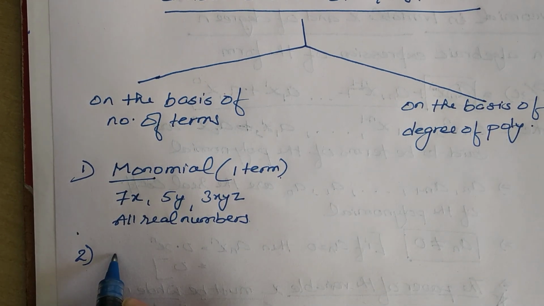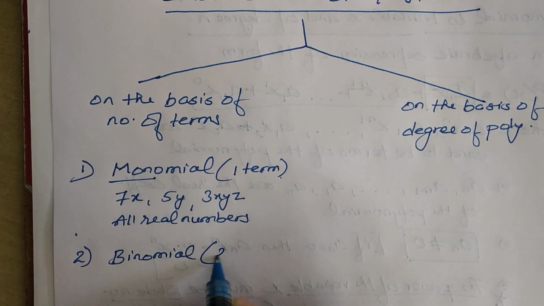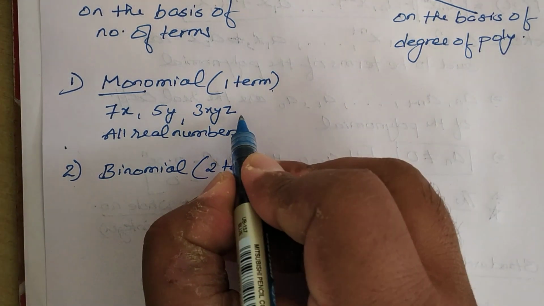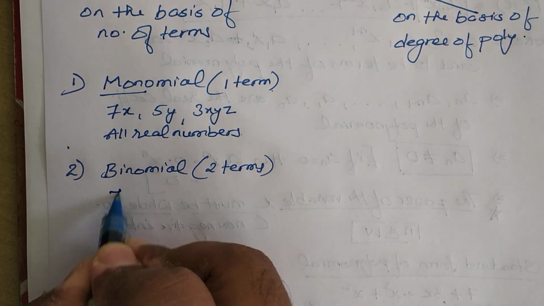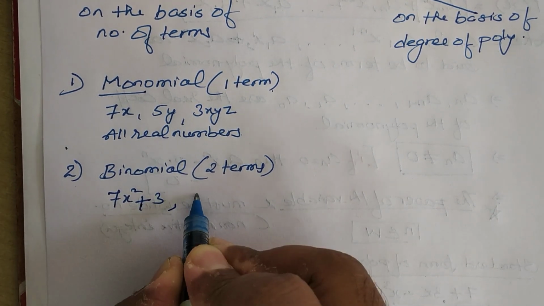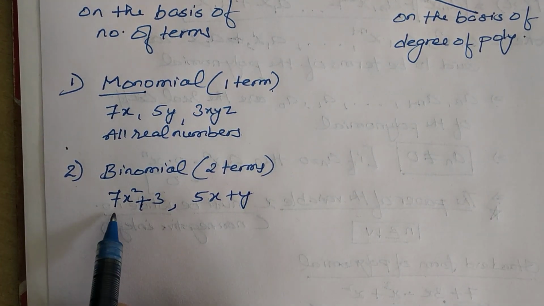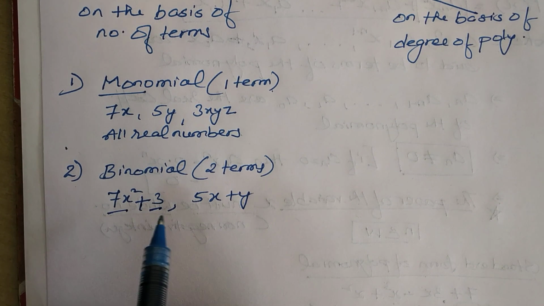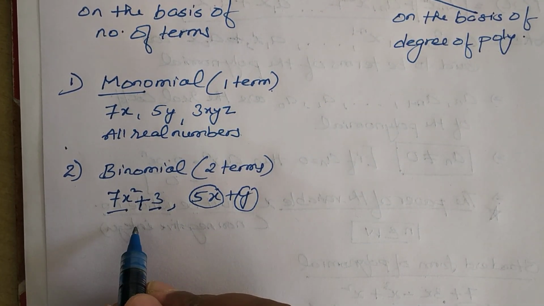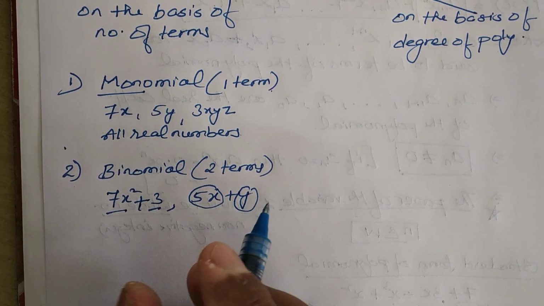Second is binomial. That means having two terms. So you can say 7x square plus 3, 5x plus y, like this. So here the two terms are 7x square and 3, and in that case 5x and y. So two terms are either added or subtracted. So in polynomial, the terms are differentiated by addition and subtraction operations.